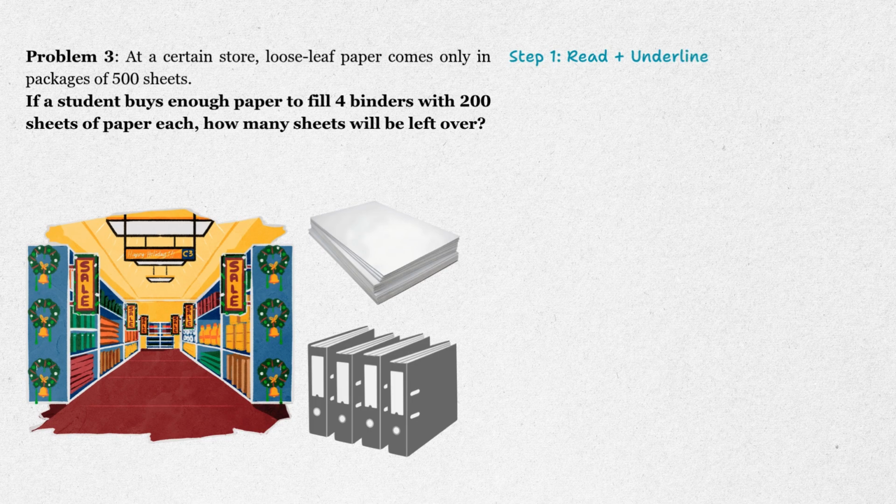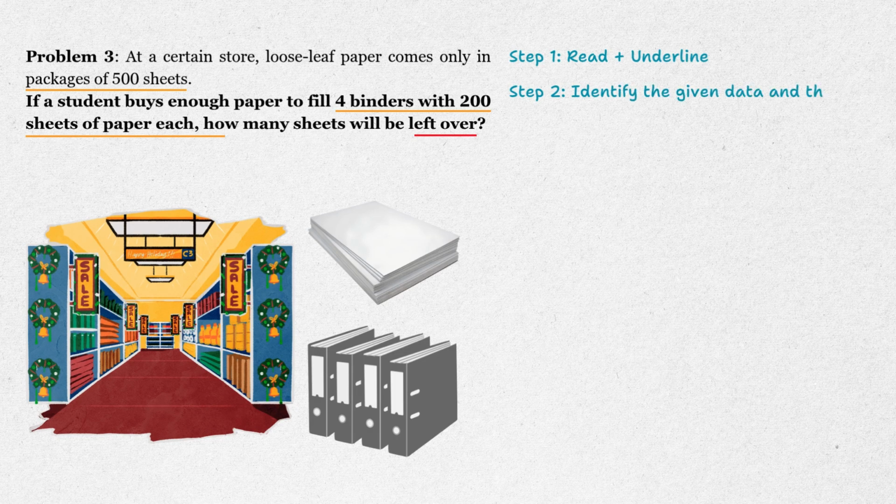Underline the sentence. Each package contains 500 sheets. Then underline 4 binders with 200 sheets each. In the margin, write a quick note. Total used equals 4 times 200 equals 800. That tells us how many sheets the student will actually put into the binders. Now move to the question and box the phrase left over. That's our keyword. It means we'll be doing subtraction or working with remainders.